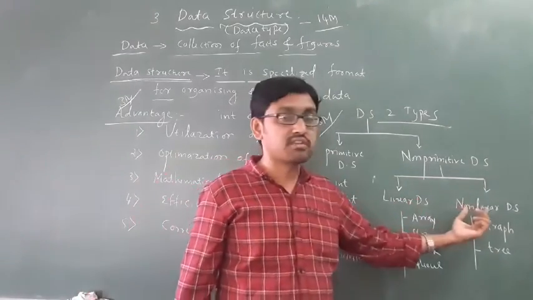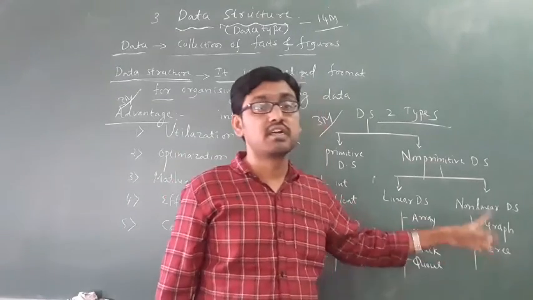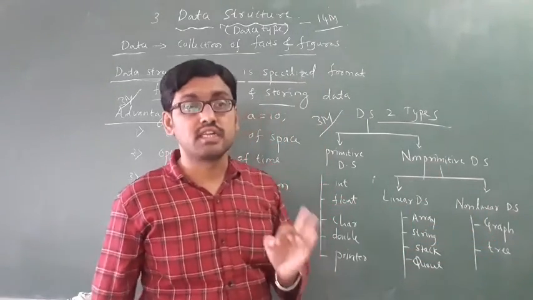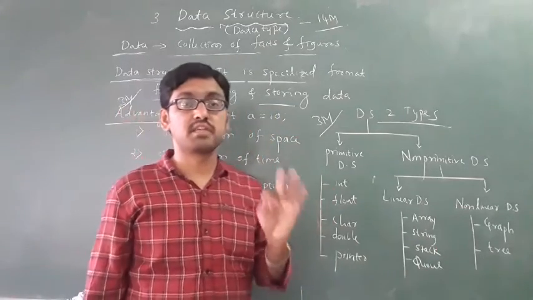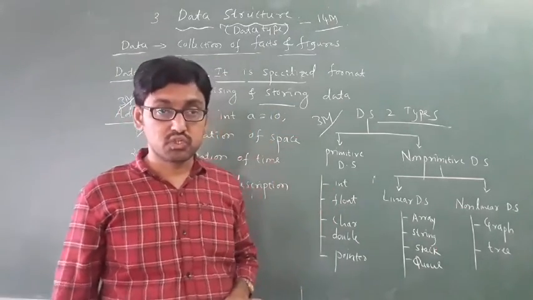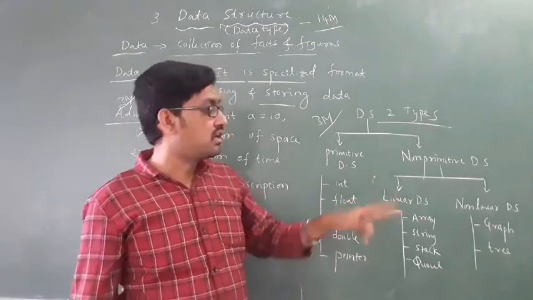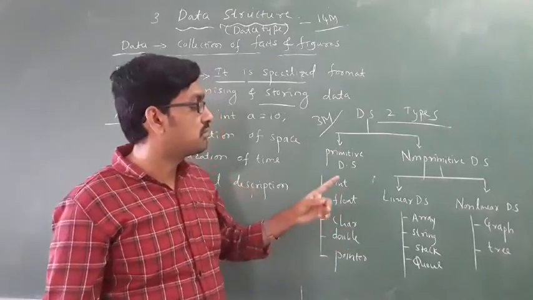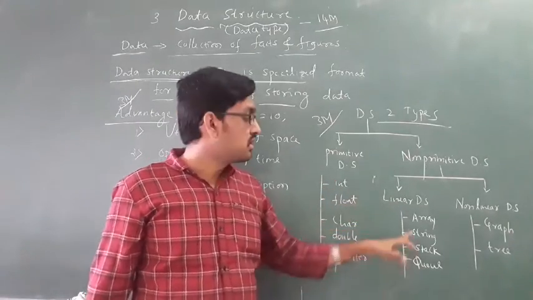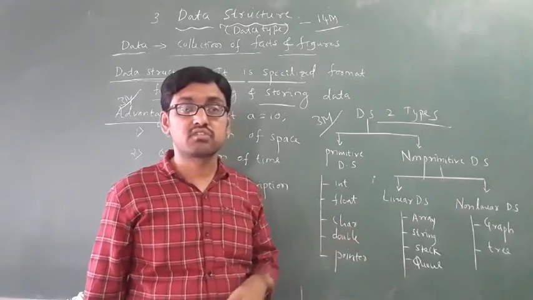Then non-linear data structure. There are two examples: one is graph and the other is tree. Many times in examinations there is a one-mark question: give the example for non-linear data structure. The example is graph and tree. Give the example for linear data structure: array, string, stack. These are the linear data structures.